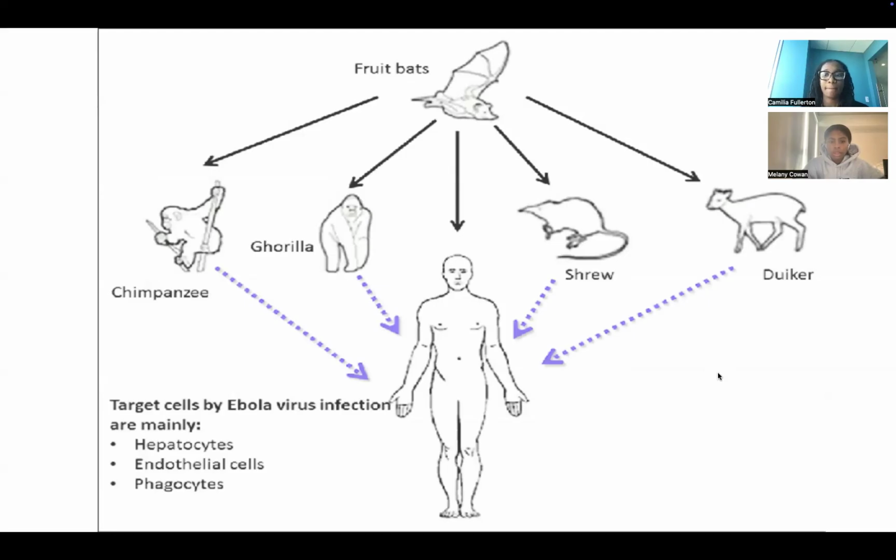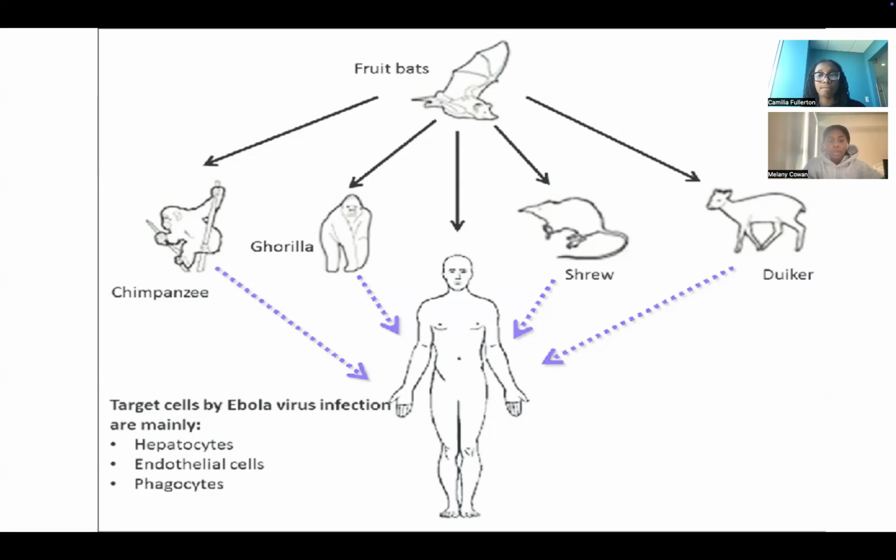Now this image illustrates how the Ebola virus spreads from animals and intermediate hosts to humans, and its target point, which is the human body. It says that fruit bats are shown as the natural reservoir of the Ebola virus, meaning that the virus is maintained in their population without causing disease. In the illustration, we can see that the bat goes to the chimpanzee, to the gorillas, to the shrews, and to the duiker, and they act as the intermediate hosts. And then lastly, the target is the human body.